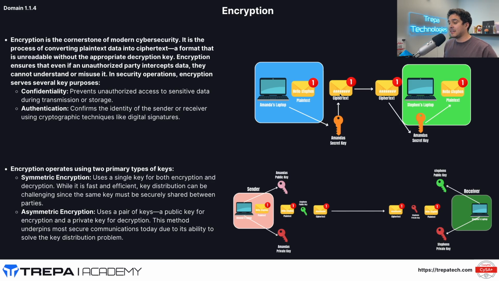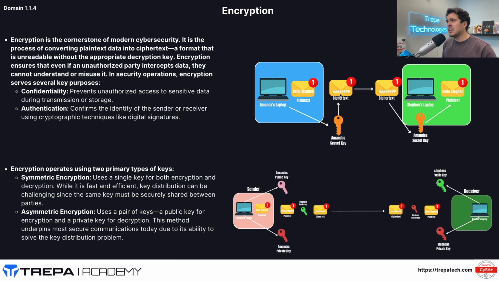We have things like authentication. So encryption, specifically asymmetric encryption, is used in creating things like digital signatures, which give us non-repudiation and allow us to have some form of authentication, so we can make sure that whoever is sending this data is actually the original sender and it wasn't intercepted. So encryption also gives us that ability. Now, the two primary types of encryption algorithms or keys are going to be symmetric and asymmetric encryption.